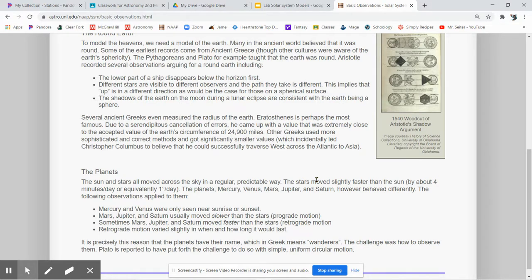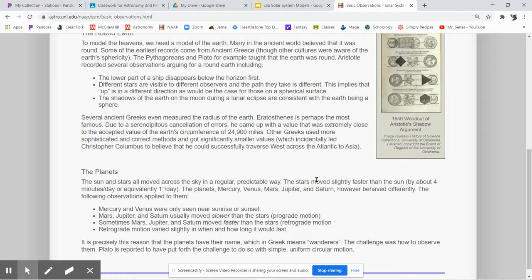The lower part of a ship disappears. These are Aristotle's observations. The lower part of a ship, and you should be familiar with these, disappears below the horizon. Second, different stars are visible to different observers, and the paths they take are different. This implies that up is in a different direction, as would be the case for those on spherical surfaces. The shadow of Earth on the moon during a lunar eclipse is consistent with the Earth being a sphere.